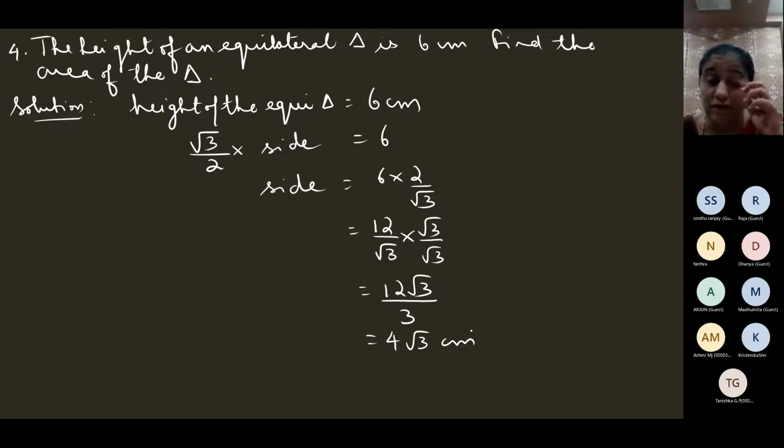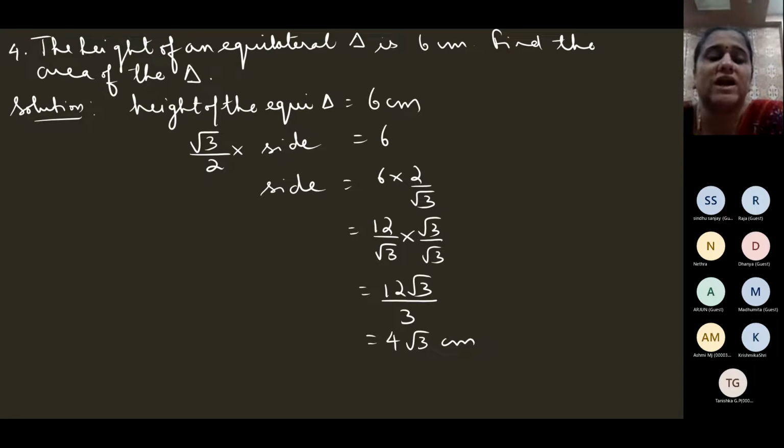So this is the formula to find the altitude of an equilateral triangle. The formula to find the area is root 3 by 4 a square or side square. The height of the equilateral triangle or the altitude is given by the formula root 3 by 2 into side. Root 3 by 2 into side is the formula to find the altitude of an equilateral triangle.